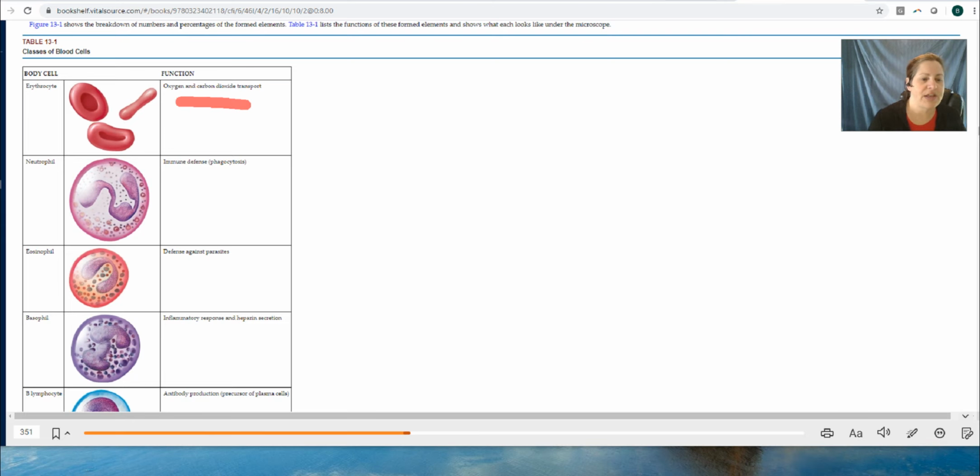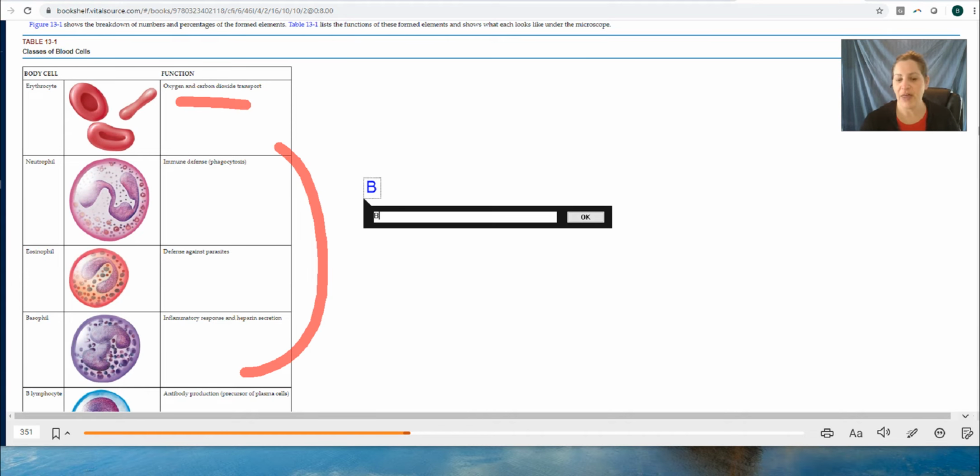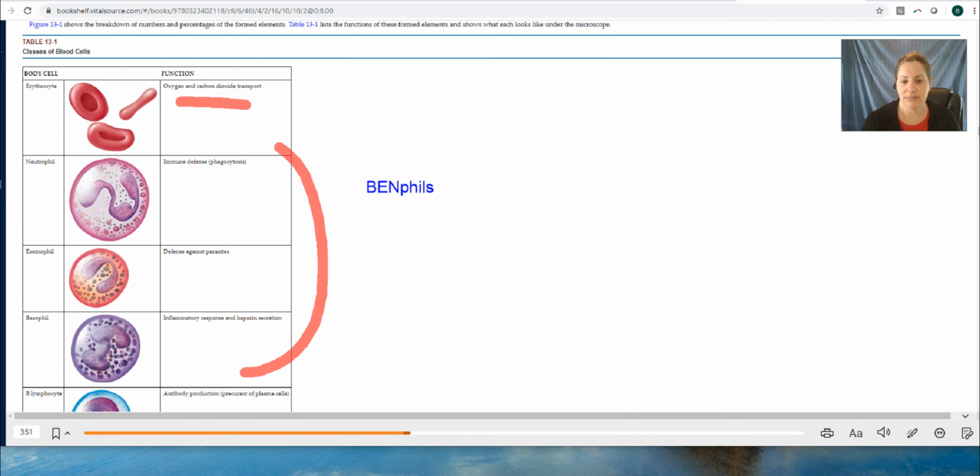The next one are the granulars, which are these three together. How do I remember these? I call them the benphils. Okay? Because baso, eosino, and neutro are the ben, and they all end in the word phil, P-H-I-L. So I call these the benphils. And once I get the benphils in my head, I can come up with baso, eosino, and neutro. But again, if I don't go to benphil first, I won't get there.